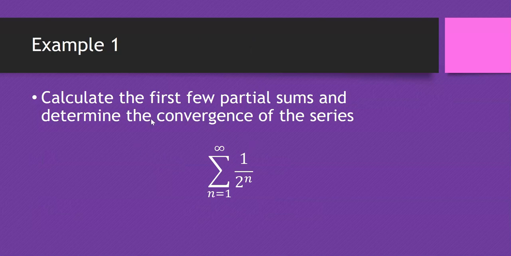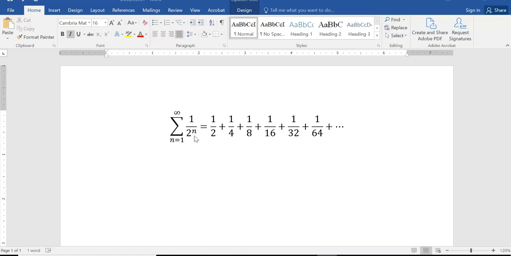So let's take a look at this infinite series: the sum from 1 to infinity of 1 over 2 to the n. This infinite series is an infinite sum. If you plug in 1, you get a half. If you plug in 2, you get a fourth. If you plug in 3, you get an eighth, and so on. So we get 1 half plus 1 fourth plus 1 eighth plus 1 sixteenth plus 1 thirty-second plus 1 sixty-fourth, and so on.